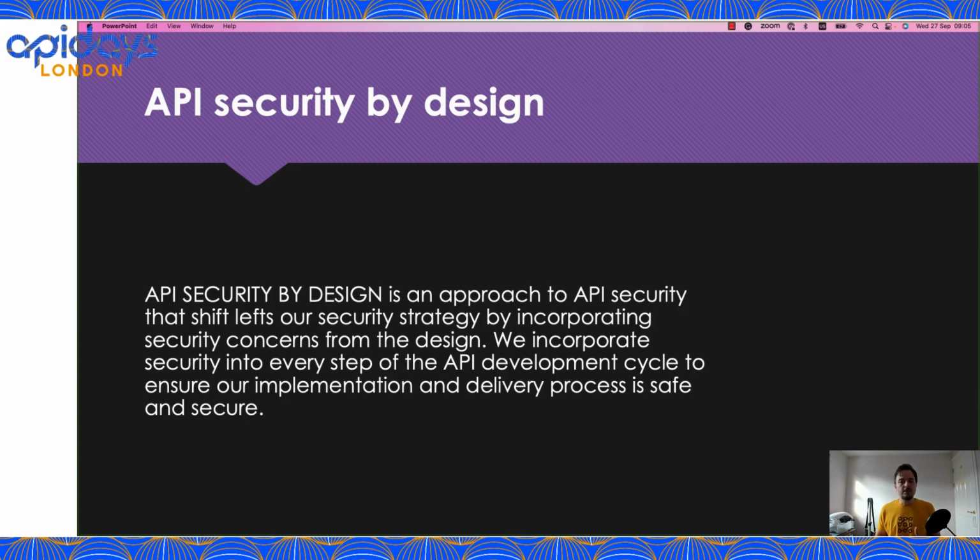API security by design is an approach that encourages us to shift left our security concerns, to start thinking about security from the very beginning of our API journey, from the design stage. But really, it's about including elements of security in every step of the API development process. So the idea is to approach API design, development, and operations from a security by design perspective, making sure that every step we take in the process is secure.